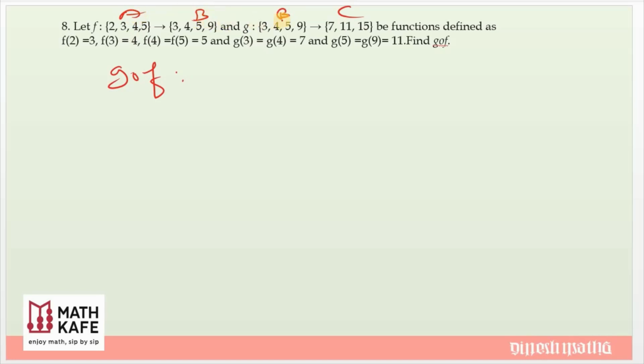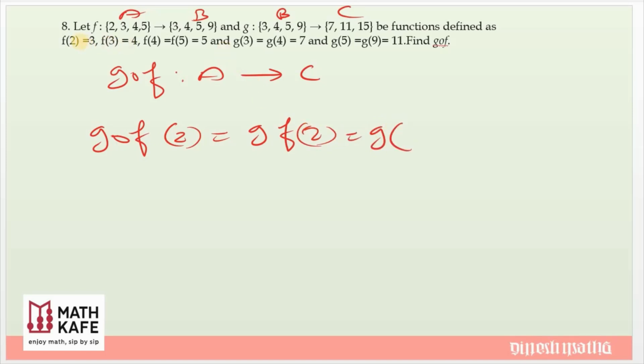You reach B, and g maps from B to C. Clearly it is A to C. You need to find g of f of each value of the set A. Set A has first of all 2, so it is g of f of 2, and f of 2 is what? Look at the question, it says 3, so g of 3 equals, what is g of 3? That is 7.